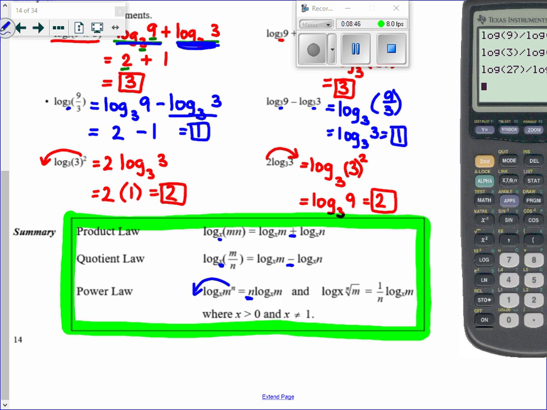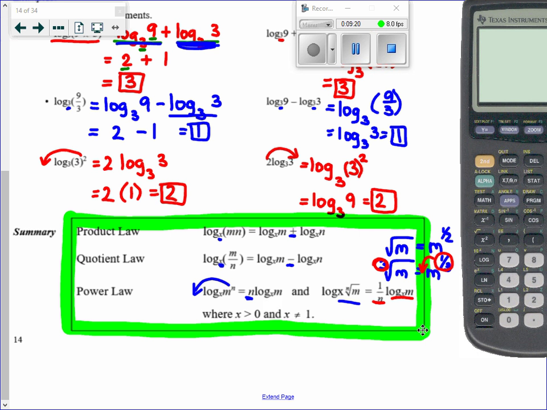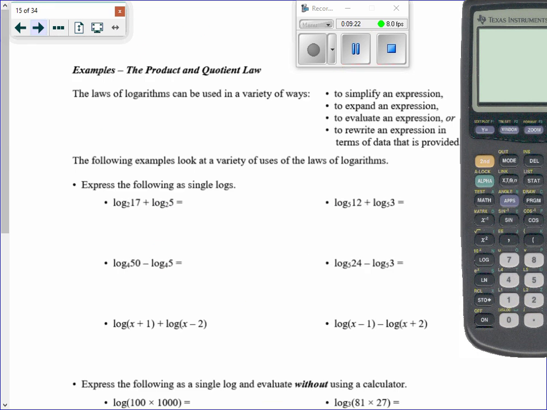And just remember this, when you see the root of m, that's the same thing. For instance, if it's the square root of m, then that's the same thing as m to the half. If it's the cubed root of m, that's the same thing as m to the 1/3. So that number, whatever your index is here, is coming down in front to multiply in front of the log, is what that is saying. All right, so let's try a few examples on the next page.